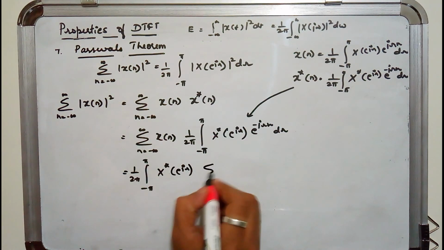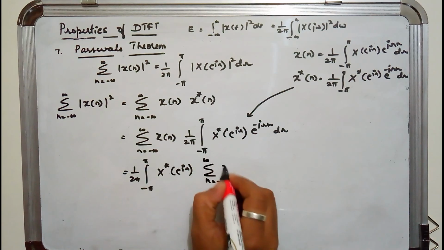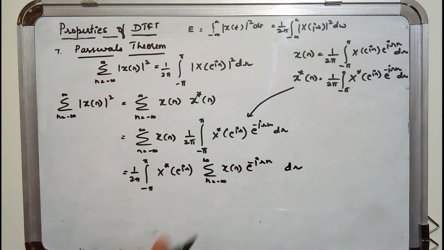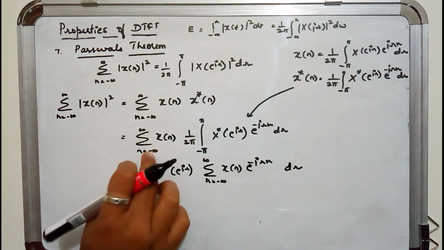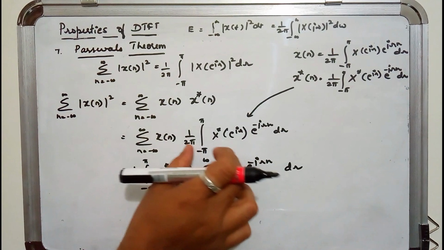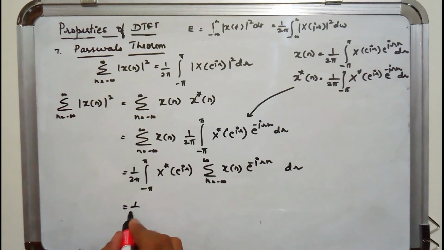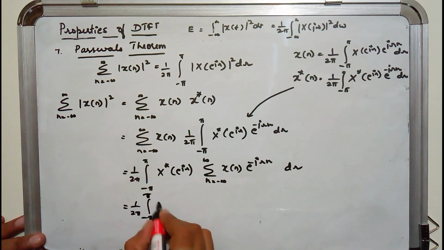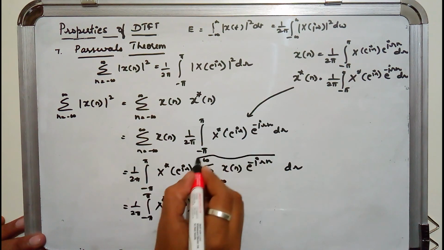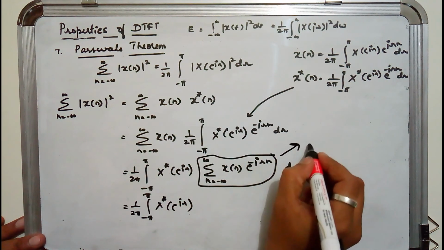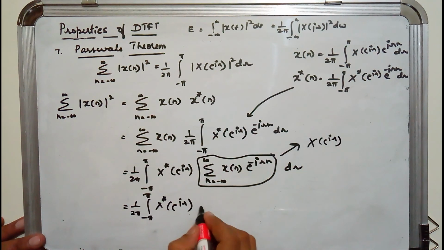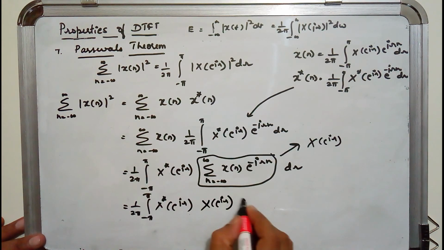I'll be getting summation n equal to minus infinity to infinity x of n e power minus j omega n into d omega. This is separate; d omega is present here. I've moved my summation inside and I have taken integration outside. So it will be 1 by 2 pi integration minus pi to pi X of e power j omega with conjugation. And what is this term as a whole? It is X of e power j omega, the DTFT of x of n. So it is X of e power j omega d omega.